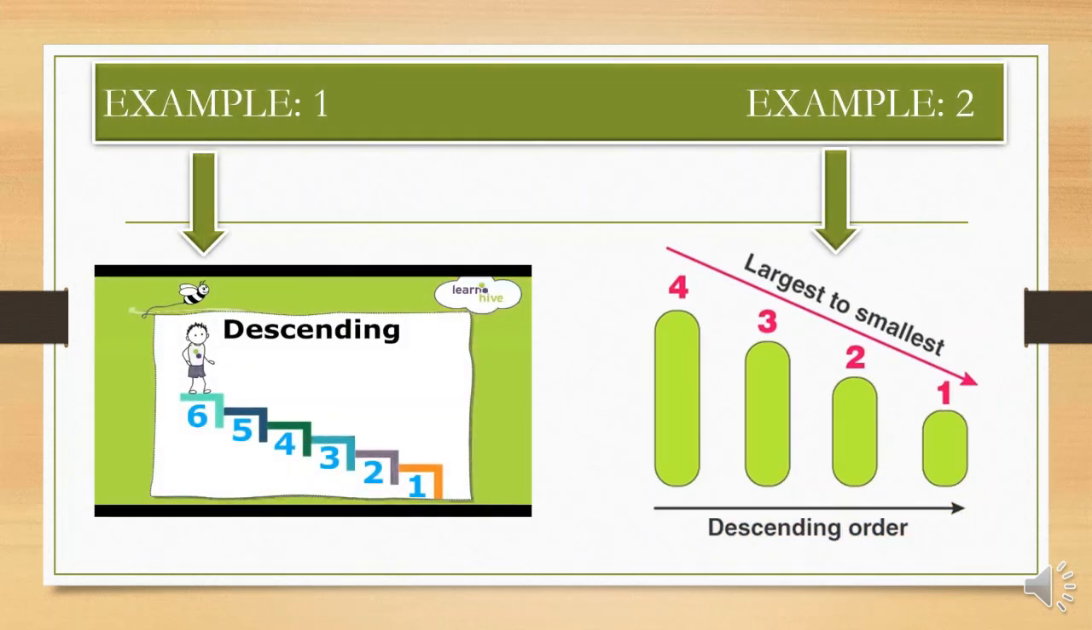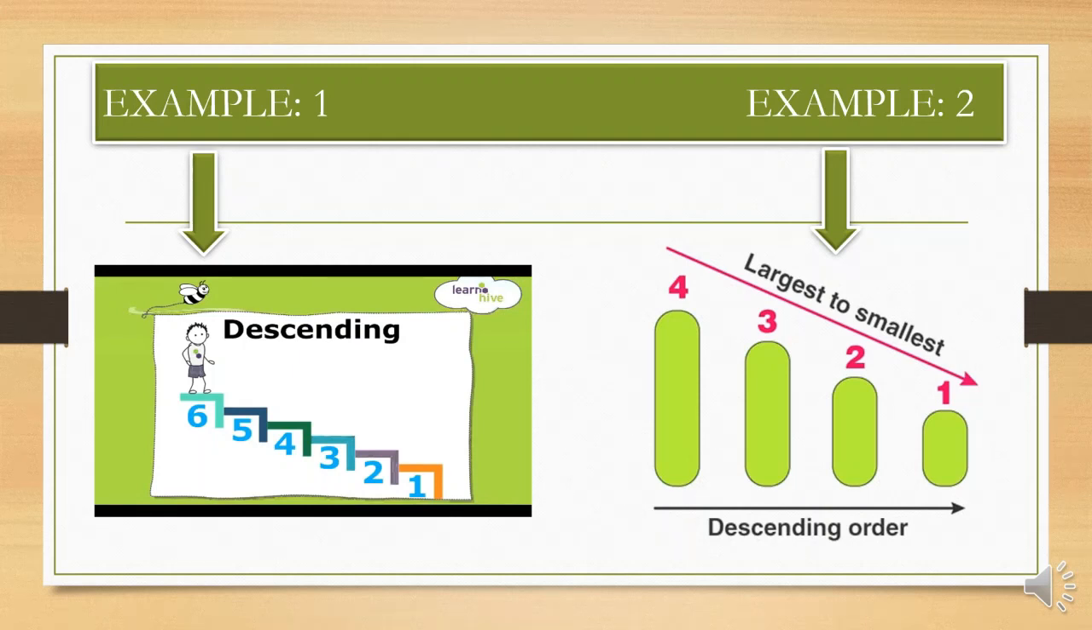Example of descending order. A boy is coming down from the top in the picture. Picture 1 is showing the descending order. The boy is standing on the top stair, number 6, and moving towards stair number 1. 6 is the largest number and 1 is the smallest. 6, 5, 4, 3, 2, 1 is representing descending order.